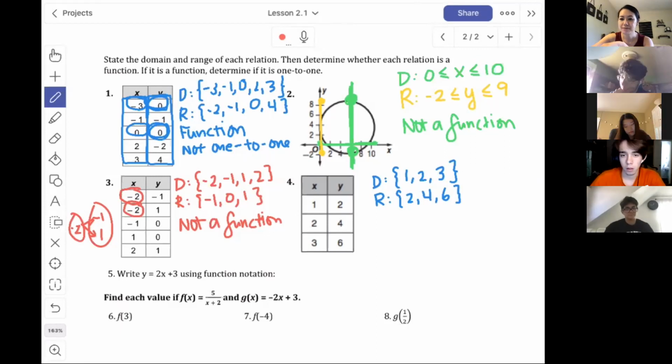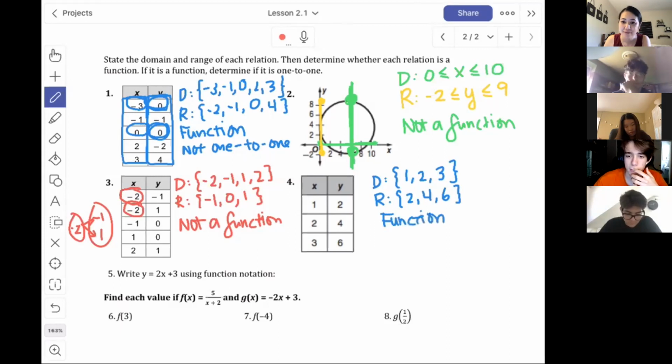I think it's a function. Okay, and Ethan, why? Isn't it because there's no repeating numbers from 0 through 10? Oh, wait, yes there is. Never mind. Wait, for number 4?